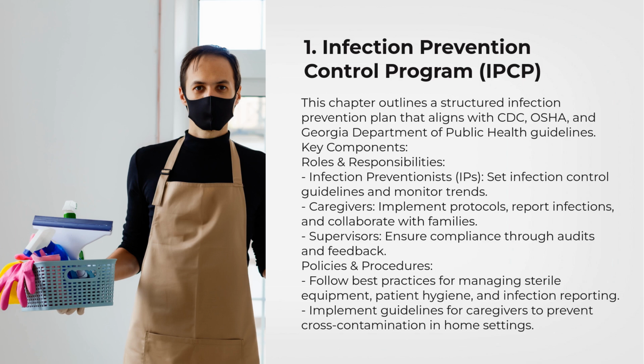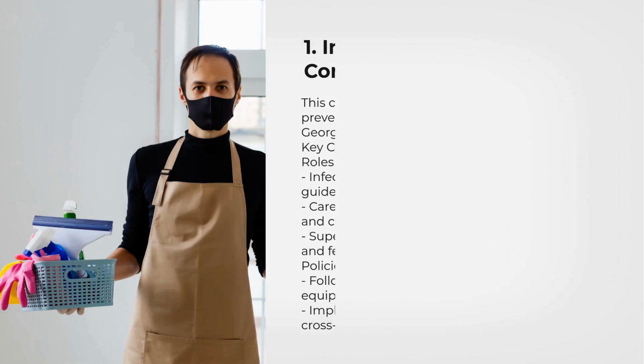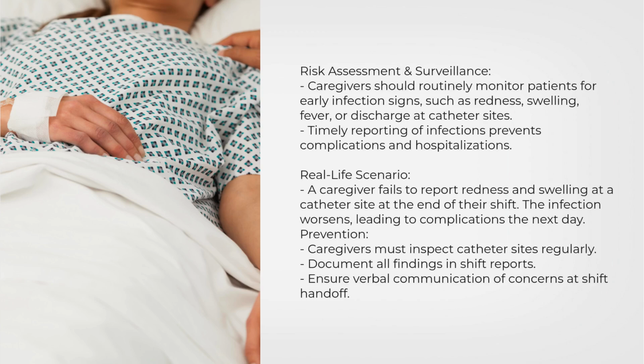Supervisors ensure compliance through audits and feedback. Policies and procedures: follow best practices for managing sterile equipment, patient hygiene, and infection reporting. Implement guidelines for caregivers to prevent cross-contamination in home settings. Risk assessment and surveillance. Caregivers should routinely monitor patients for early infection signs, such as redness, swelling, fever, or discharge at catheter sites. Timely reporting of infections prevents complications and hospitalizations.